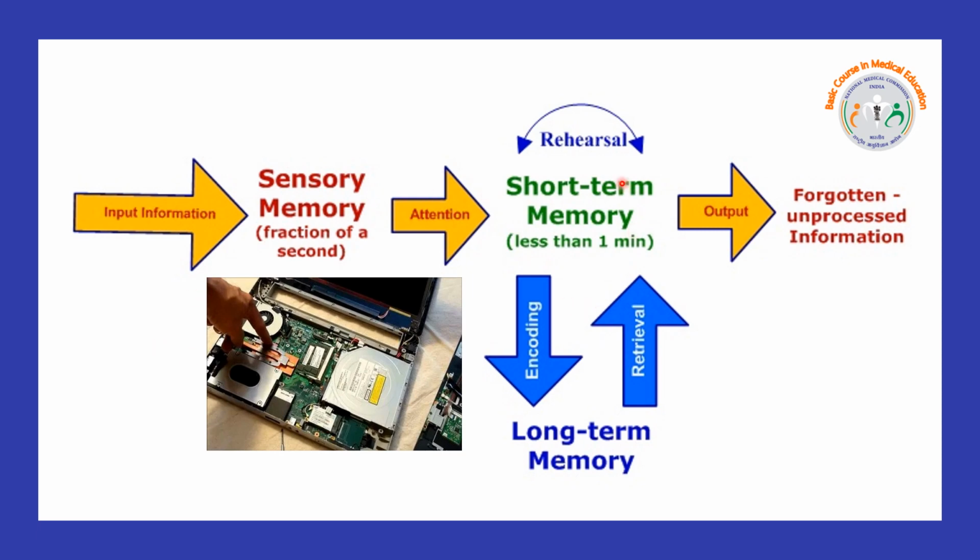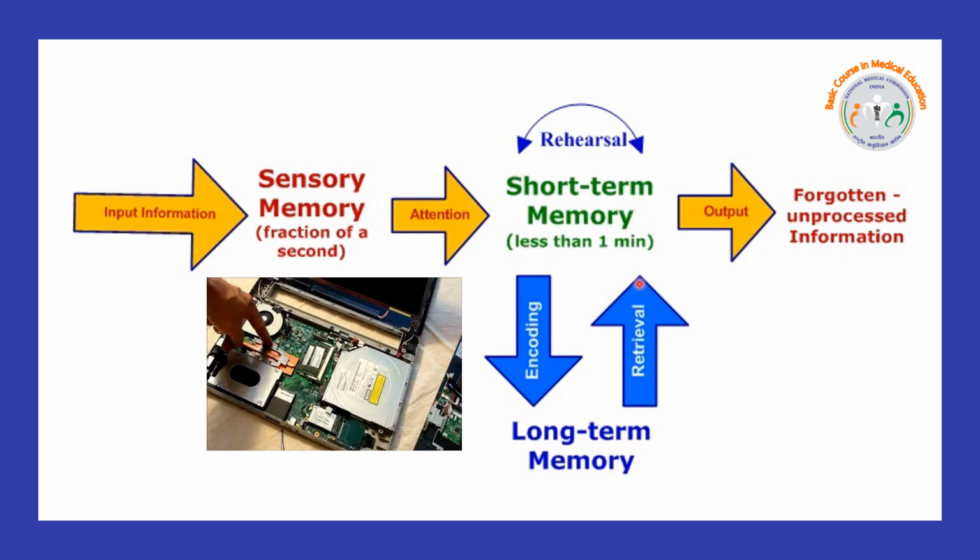This short-term memory, as the name indicates, retains information from a few minutes to a few hours. Now, the information in short-term memory will be lost if there is no regular rehearsing, or if it is not transferred to the long-term memory. Now, how can we convert it to long-term memory?